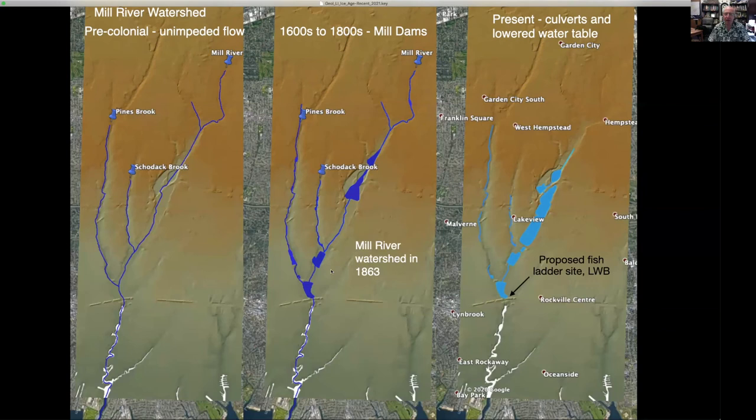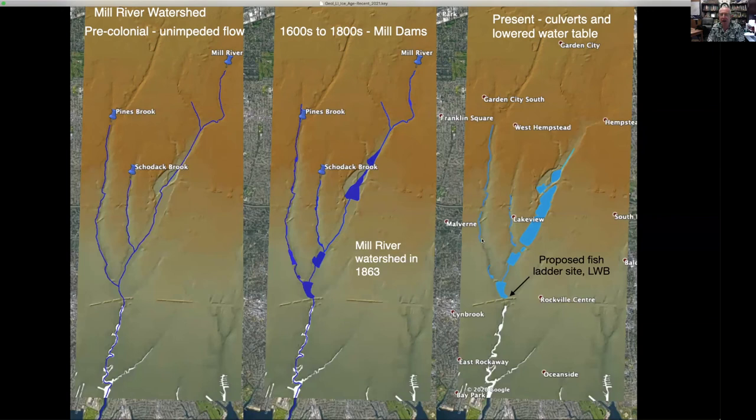So by the mid-1800s, you had a whole series of mill ponds along the Mill River watershed. And in the modern watershed, some of those mill ponds still exist as reservoirs. Hempstead Lake was developed as a large reservoir to serve as part of the water supply for Brooklyn in the 1800s.